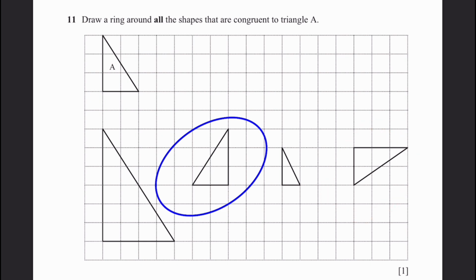And this one, actually, it is congruent because I'll draw it right here. It's the same shape. And if you rotate it 90 degrees clockwise, you'll actually get this. And that means this is also congruent to A. That's the answer.